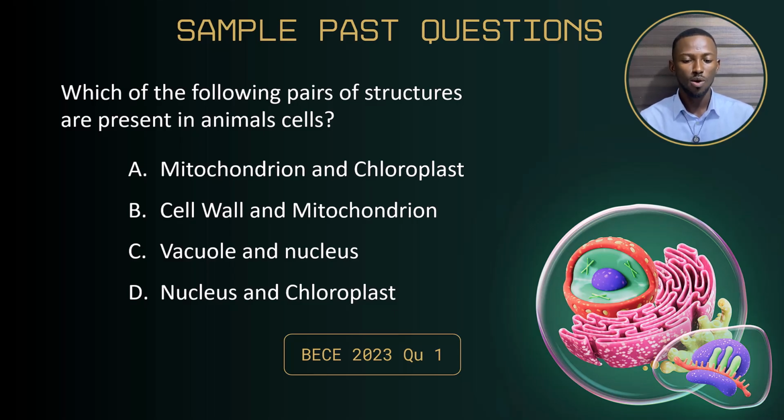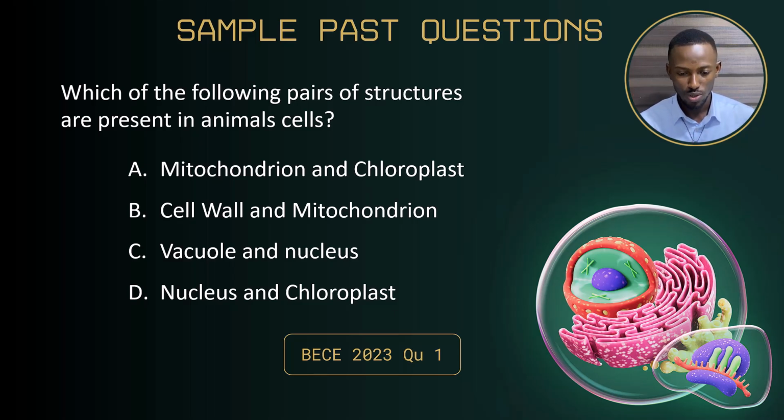Now we have cell wall and mitochondria. Obviously, it's wrong. Cell wall is present only in plant cells. Animal cells do not have cell wall. They have vacuole and nucleus. Oh, that is correct. Yes. The nucleus and chloroplast is also out because chloroplast is found only in plant cells.